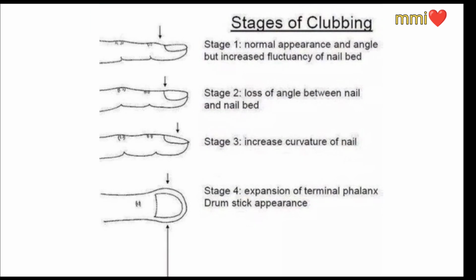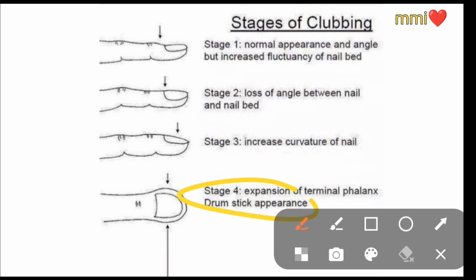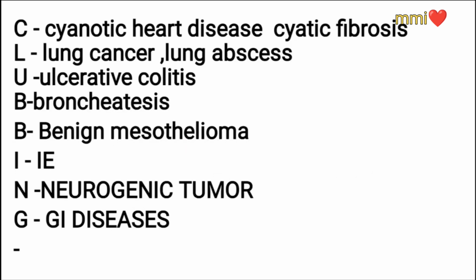You can see the stages of clubbing: 1, 2, 3, and 4. Stage 1 is normal appearance and angle but increased fluctuation of the nail bed. Stage 2 is loss of angle between the nail and the nail bed. Stage 3, increased curvature of the nail. Stage 4, expansion of the terminal phalanx, drumstick appearance. Remember these two important words: drumstick appearance and fluctuation of the nail bed. There are 4 stages.